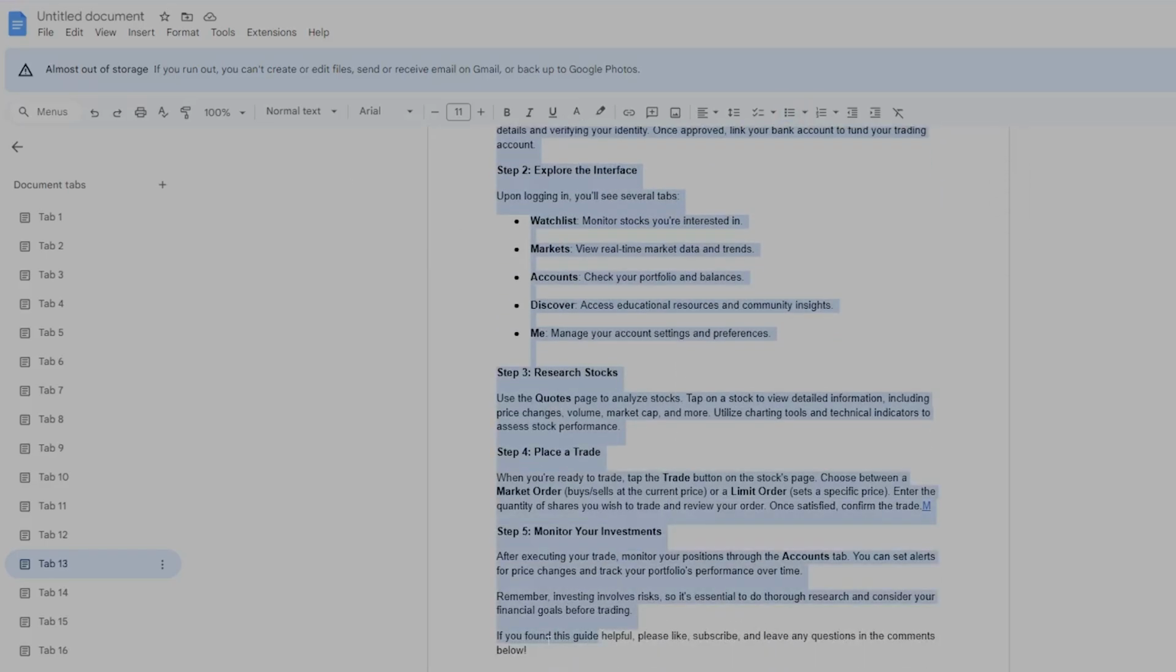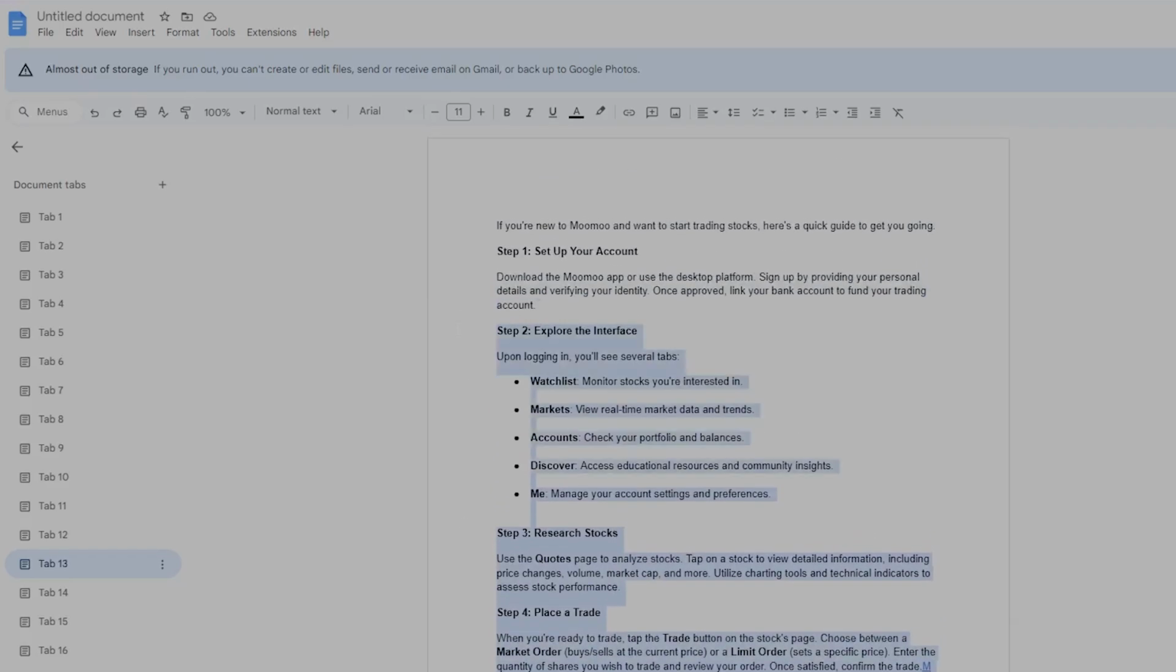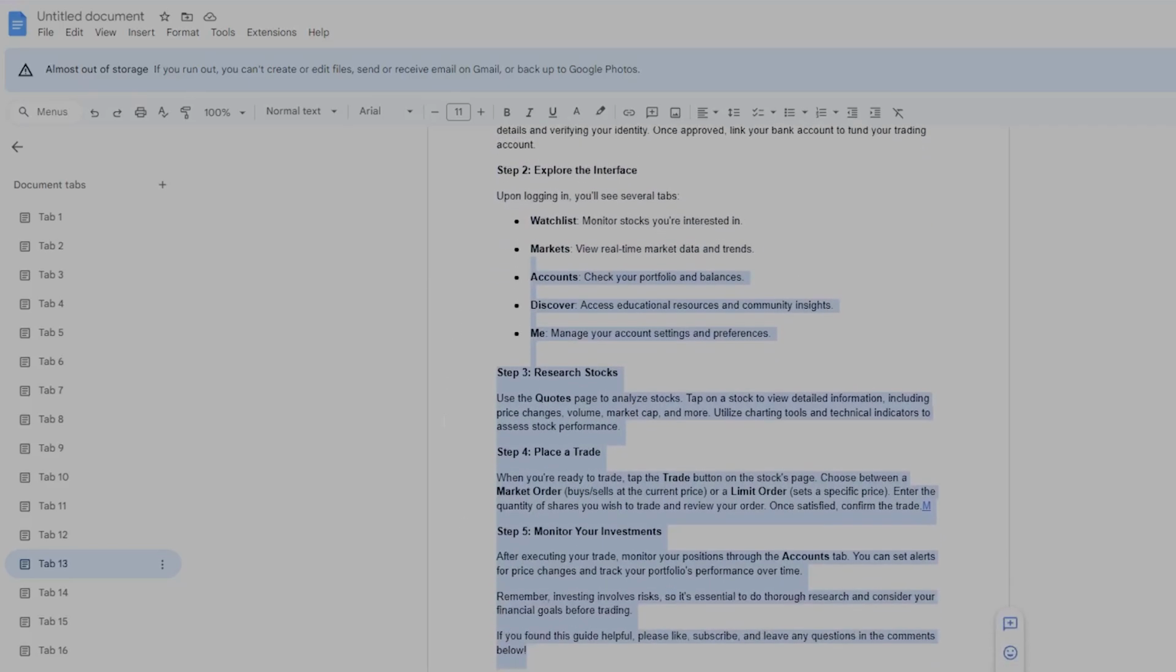Step 4, place a trade. When you're ready to trade, tap the trade button on the stock page. Choose between a market order, which buys or sells at the current price, or a limit order, which sets a specific price. Enter the quantity of shares you wish to trade and review your order. Once satisfied, confirm the trade.